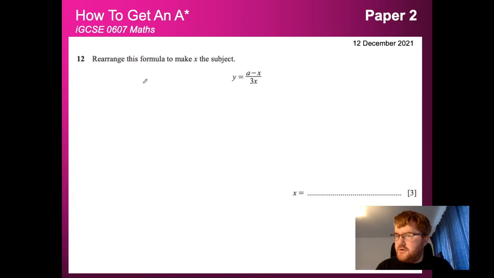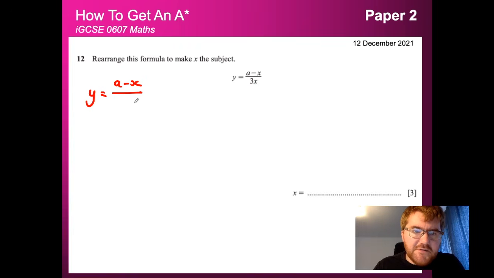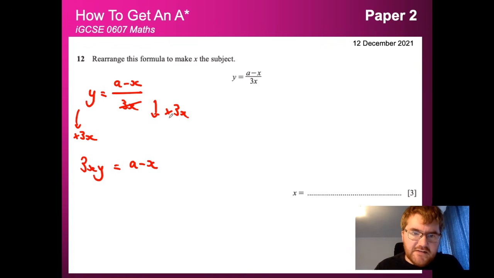Okay, and the question I want to go through now, question 12, again, is another rearranging question, similar to what we did a little bit earlier. Again, same procedure applies. The first thing we're going to do is get rid of the fraction element of it. So the way we get rid of this fraction, so the opposite of dividing by 3x is timesing by 3x. So we do that to both sides of the equation. So we get 3xy is equal to a minus x, because these two things cancel.